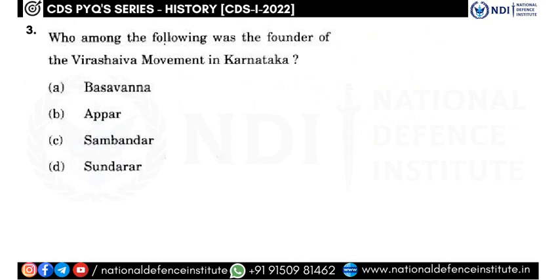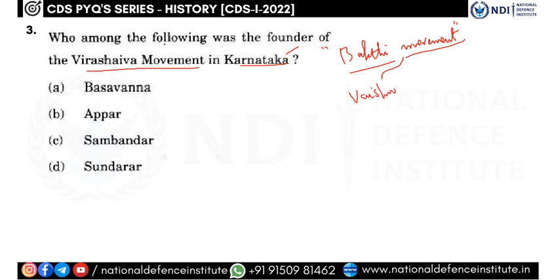Next, who among the following was the founder of the Veera Shaiva movement in Karnataka? The Veera Shaiva movement was one of the aspects of the Bhakti movement. The Bhakti movement was a spread of indigenous Bhakti ideology. Two major Bhakti movements were there. One is Vaishnavism, which believes in the worship of Lord Vishnu, and another is Shaivism, which believes in the worship of Lord Shiva. This Bhakti movement started to spread in South India, especially in Karnataka. Shaivism spread in the form of the Veera Shaiva movement.